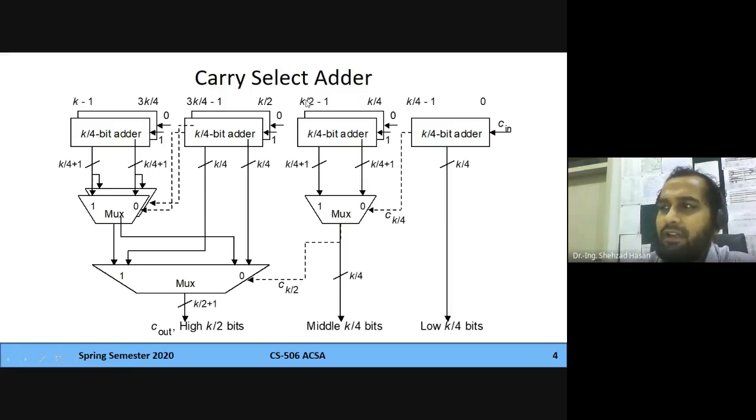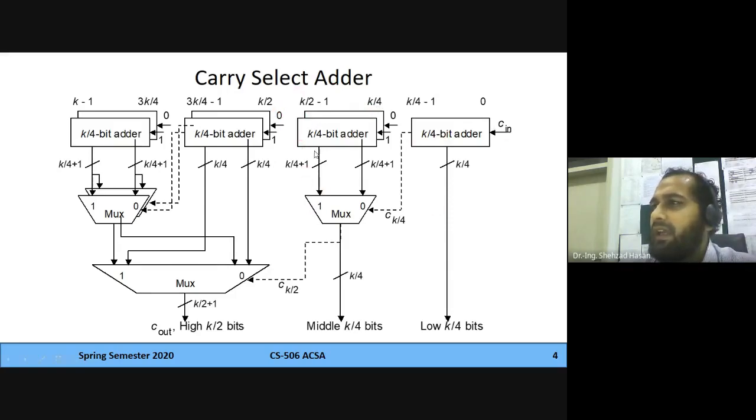So this design over here, as you can see, is actually what was there previously as well, what we have discussed in the last slide. So this is the same thing, except that instead of k by 2, it's k by 4.